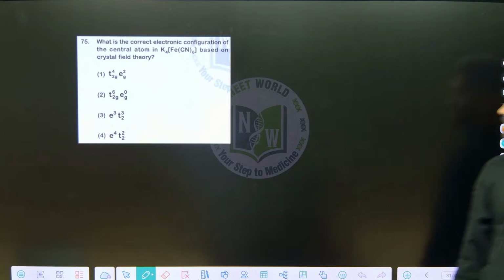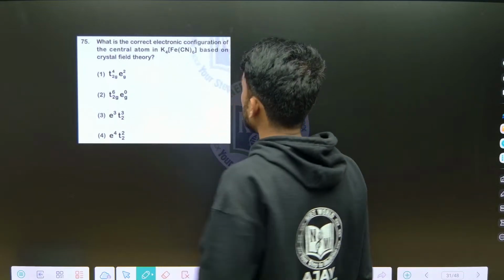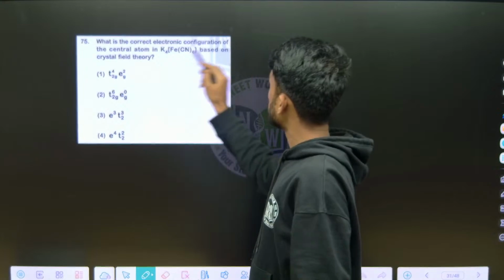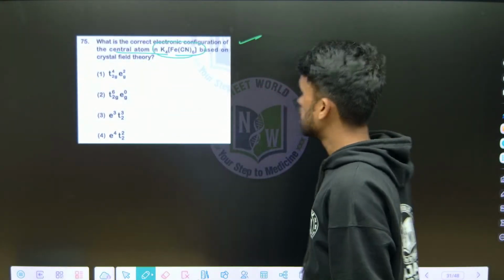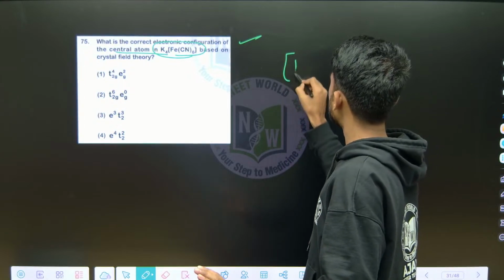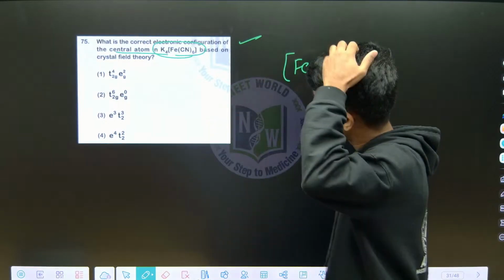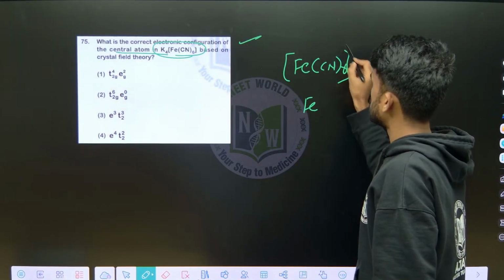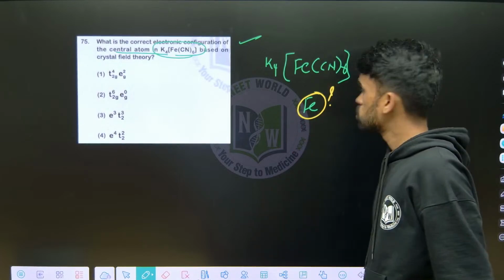Okay, then next solve this. The correct electronic configuration of the central atom in K4[Fe(CN)6]. So first of all, this is a complex. K4[Fe(CN)6], like this we have. So Fe, what is the oxidation state? K4, it is like this. Find the oxidation state of iron here. So how can we find?